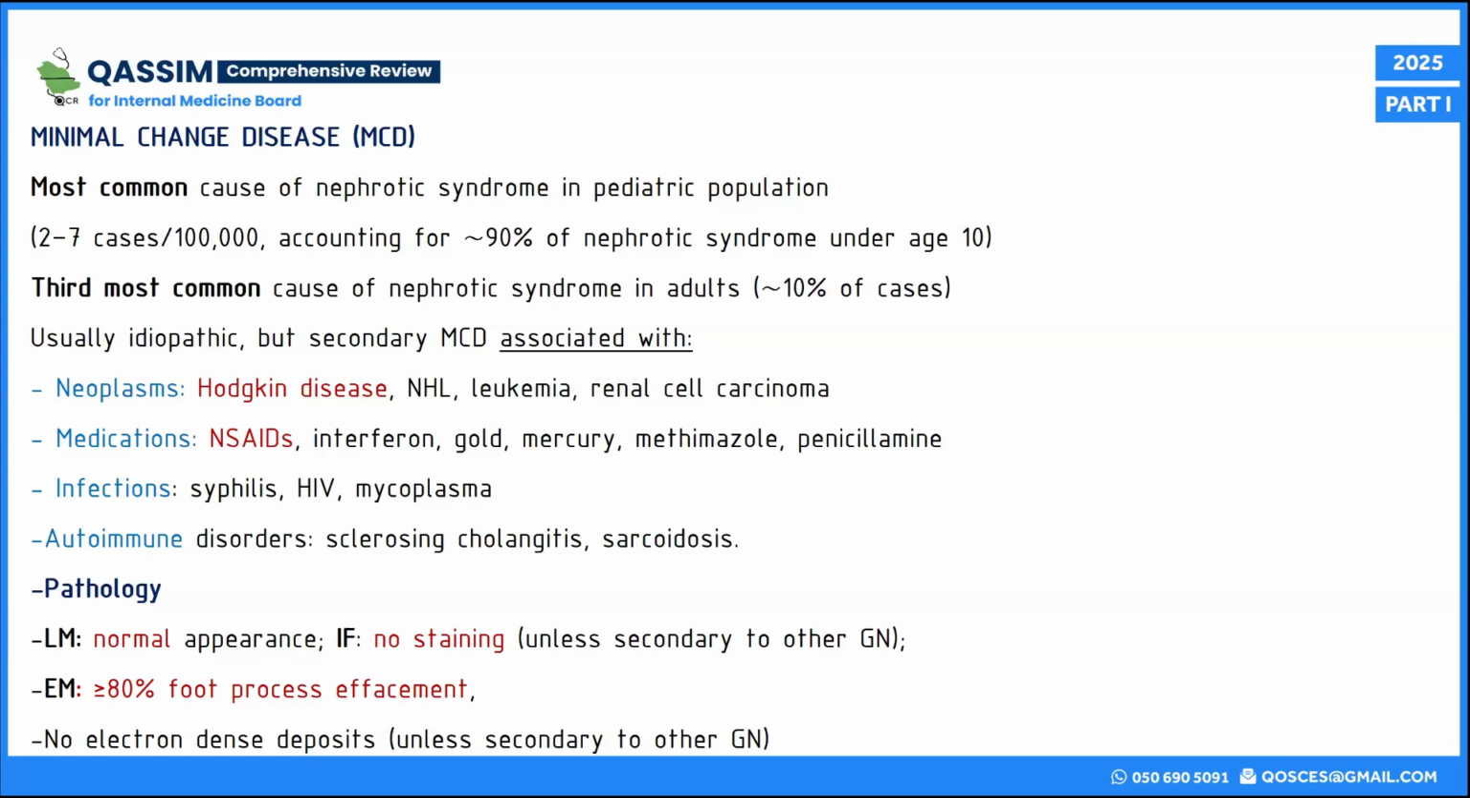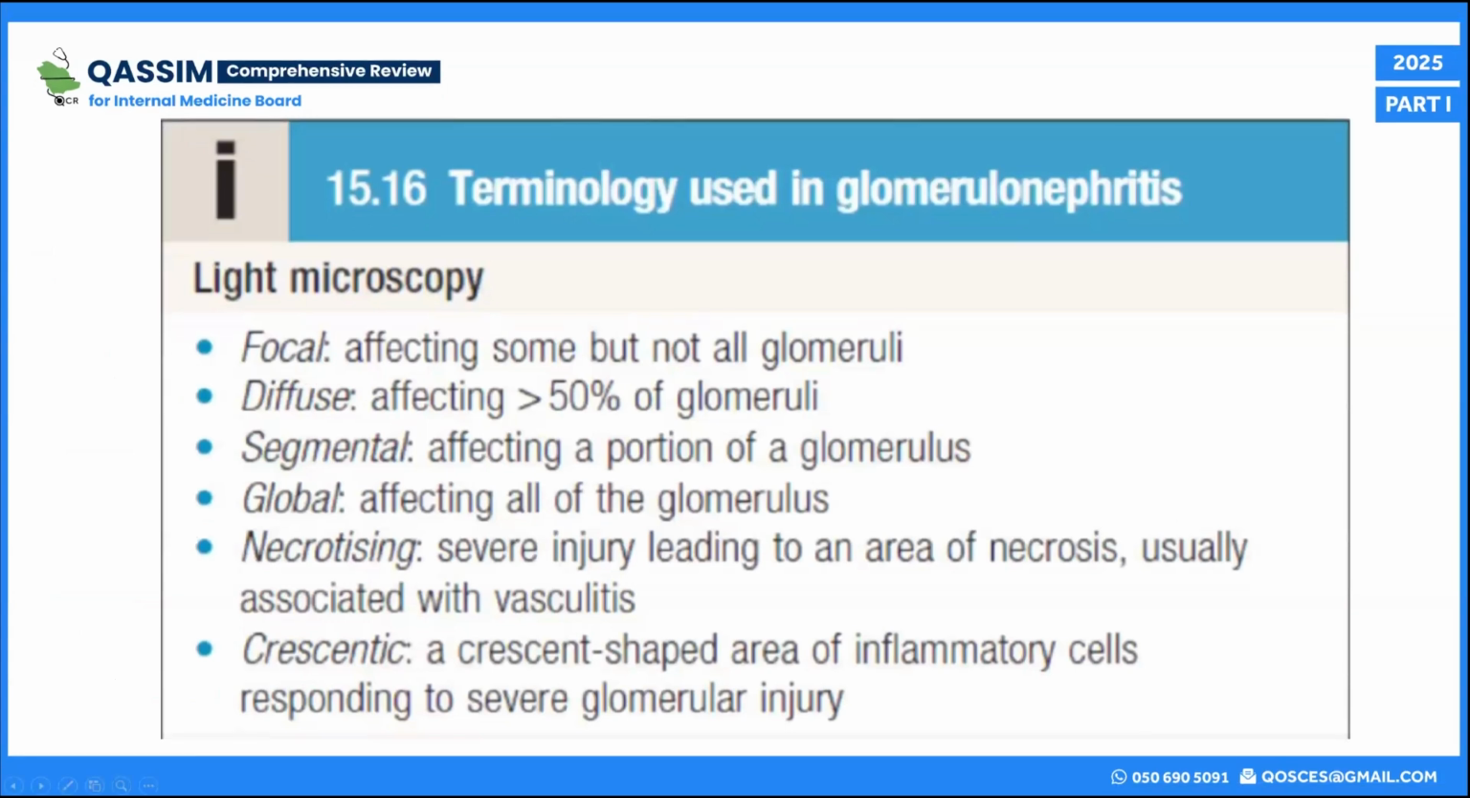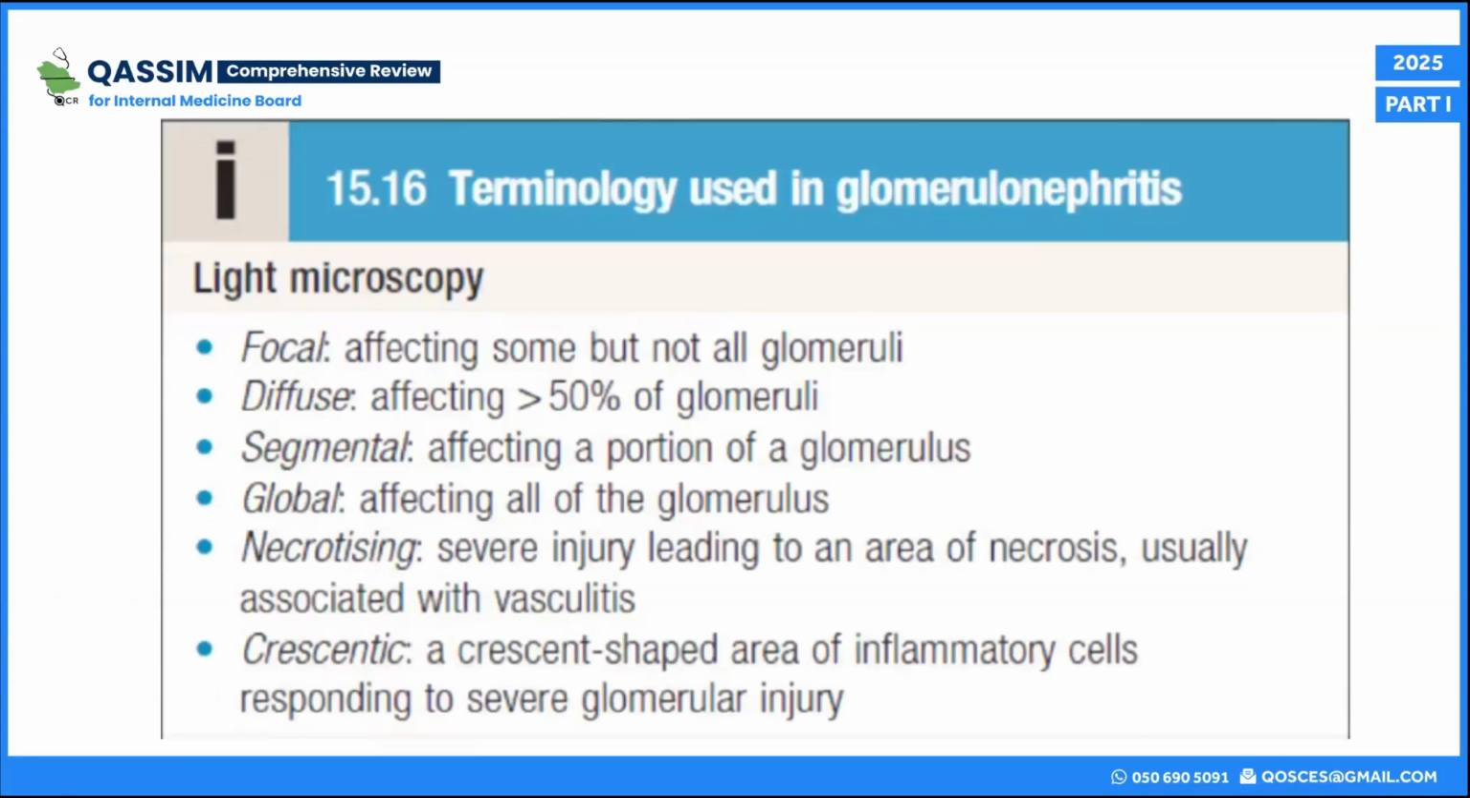What about FSGS? We'll come to the FSGS. The difference will be in light microscopy. There will be at least one glomerulus that is sclerosed. This is just terminology used in glomerulonephritis to understand what is focal and what is diffuse. Focal: affecting some, but not all, of the glomeruli. Diffuse: more than 50% of the glomeruli. Segmental: only a portion of the glomerulus. Global: affecting all of the glomerulus.